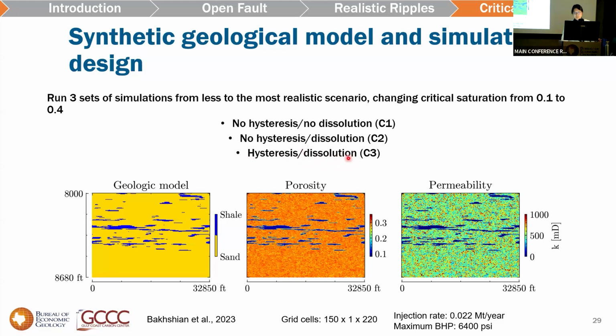And we also investigate whether we have a dissolution effect of the CO2 plume or not. So C3 is likely the most realistic case in reality, with both hysteresis and dissolution implemented. But with C1, without either of these added effects, we can have a more direct observation of whether or not critical gas saturation is important.